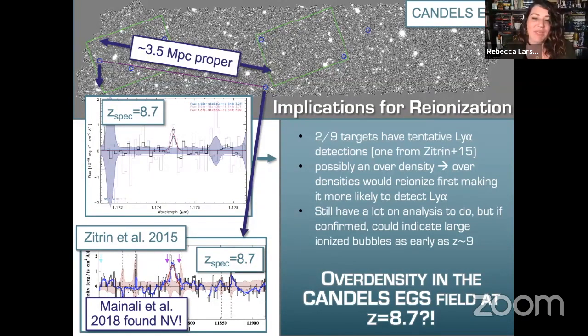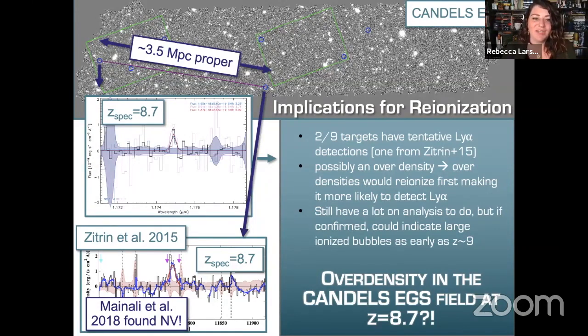So what are the implications for reionization from this detection and from our whole survey? Well, two of our nine targets have tentative Lyman alpha detections, including this one from Zitrin in 2015. Since they're physically close to each other, there's potentially an overdensity in EGS. In fact, five of our nine total candidate galaxies are in EGS, which is already indicative of a potential overdensity at this high redshift. Overdensities would be the things that reionize first, which would make it much more likely for us to detect Lyman alpha.